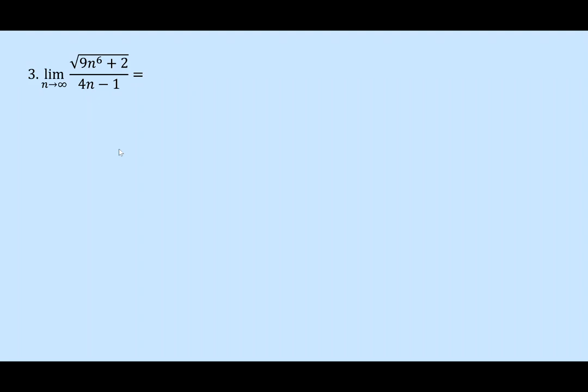In other words, method 3, ignore the lower order terms, because we are talking about taking the limit as n approaches infinity. So ignore the 2, keep that 9n to the 6 under the radical. Similarly, from the bottom, ignore the 1. And so the limit of this is equal to the limit of this. Now that reduces to 3n cubed over 4n, and the limit of that is clearly infinity. See, that's the way you solve this problem.